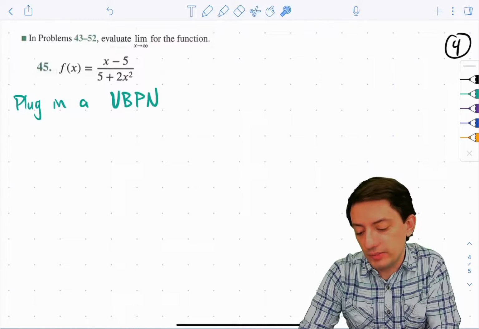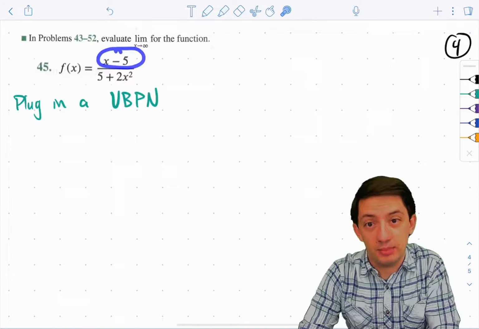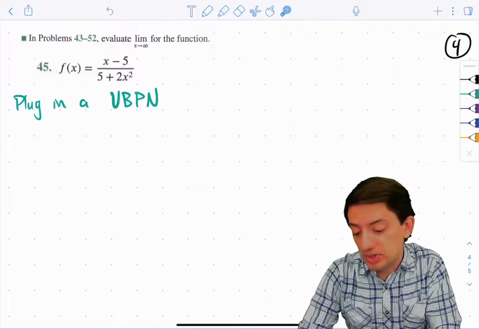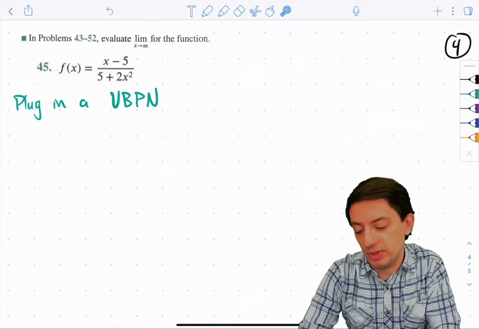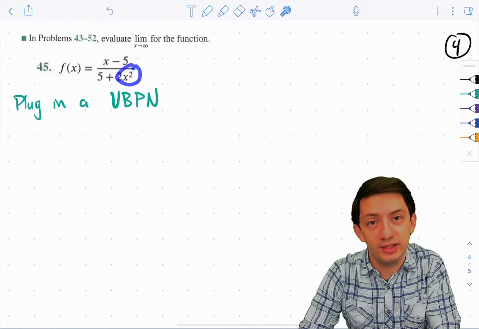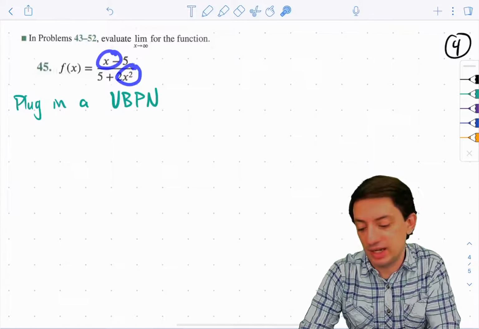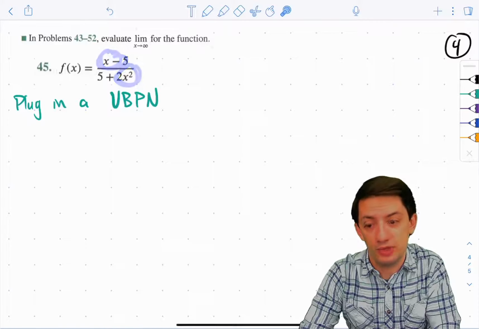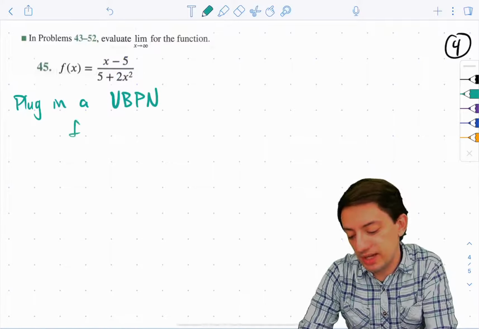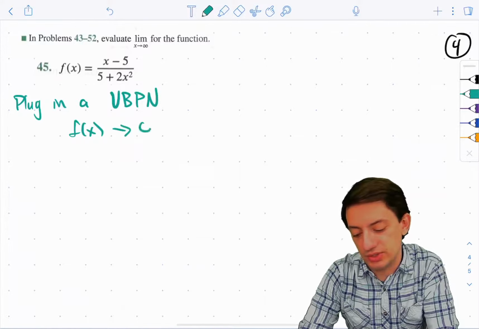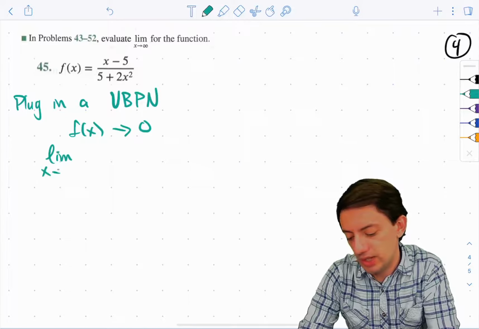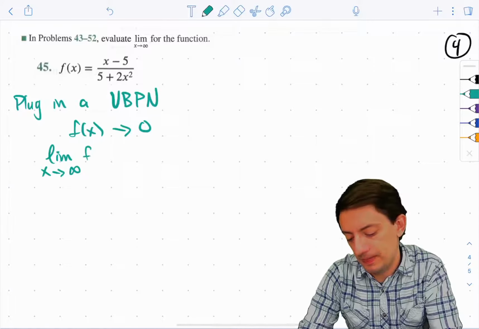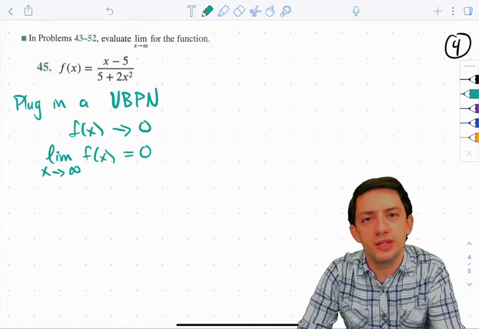So this numerator is going to be a big positive number, but this denominator is going to be a much, much, much bigger positive number because it's growing quadratically instead of linearly. That means a second power versus a first power. And so what happens is that f of x approaches 0. Or to write it a little bit more concretely, the limit as x approaches infinity of f of x is 0.